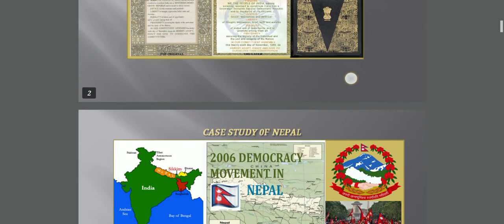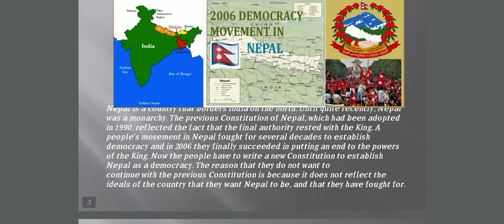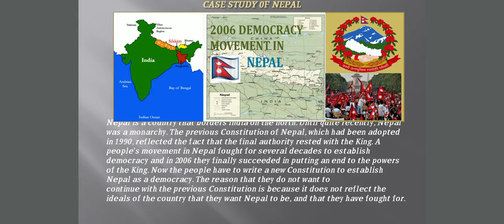Moving further, this is a case study given in the NCERT book about Nepal's democracy setup. After a long journey of struggle, Nepal achieved its own constitution, its establishment of democracy from monarchy to elected representatives. There were many phases from 1990 till 2006, and it still depends on the requirements of the nation that they are making changes.